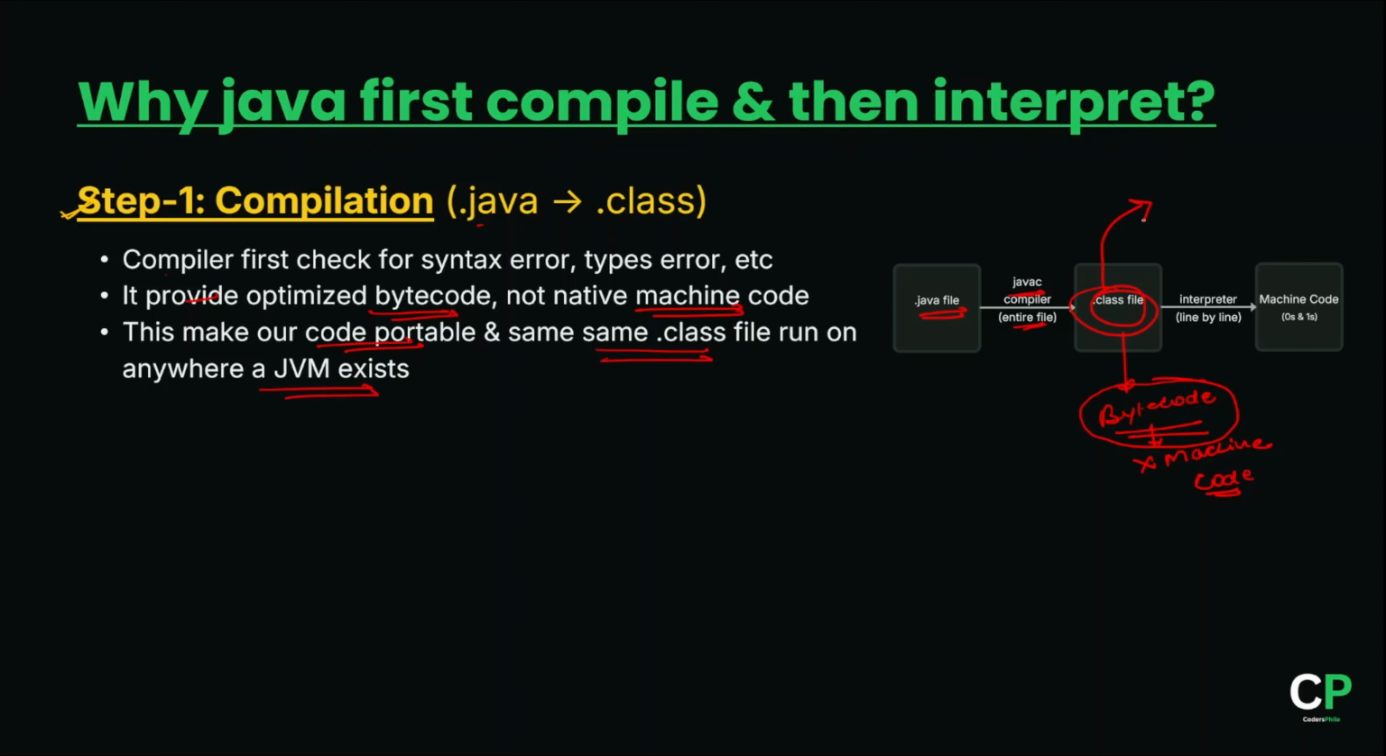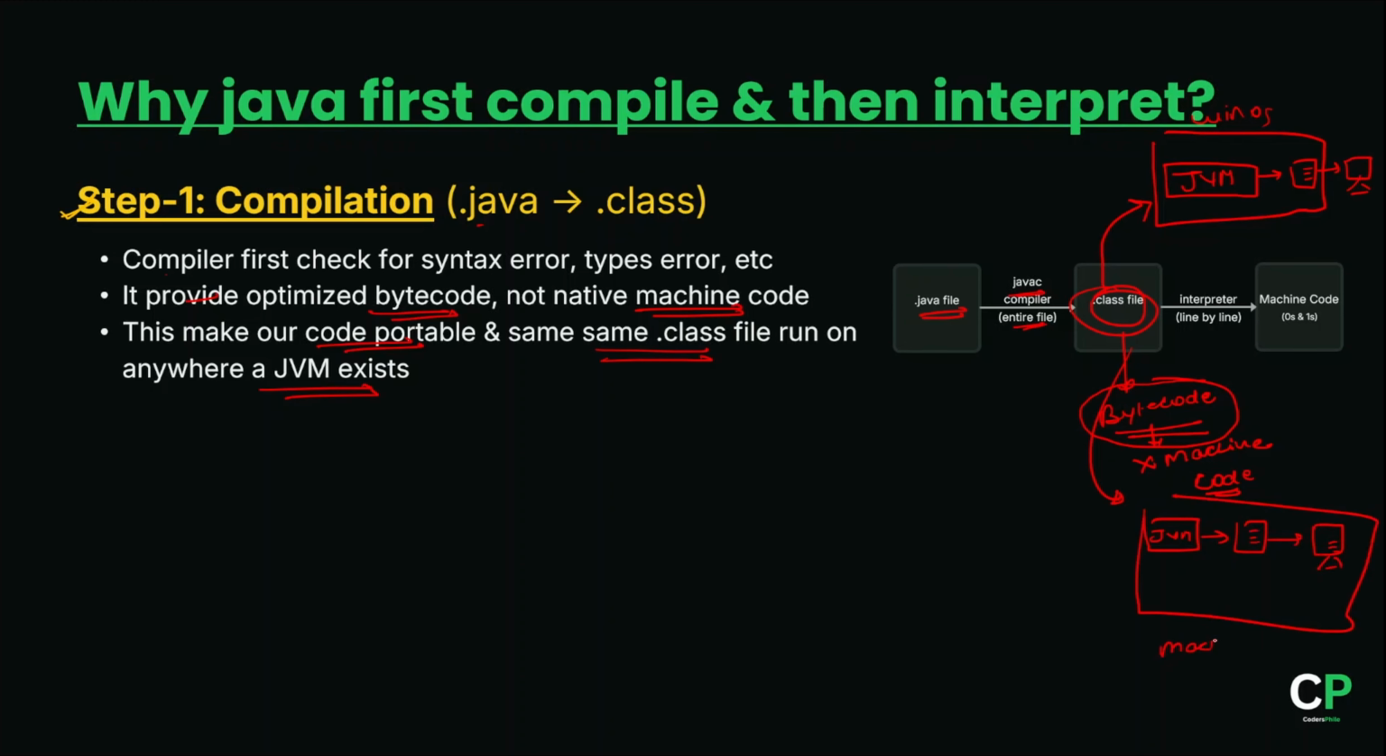Now this .class file can run anywhere, for example, where the JVM exists. Suppose this is our Windows OS. Now this .class file can be taken by the JVM and interpreted into machine code and executed easily. Now again this .class file can be taken by the JVM and converted into the machine code and executed in Mac OS also, or Linux also, or anywhere where a JVM exists.